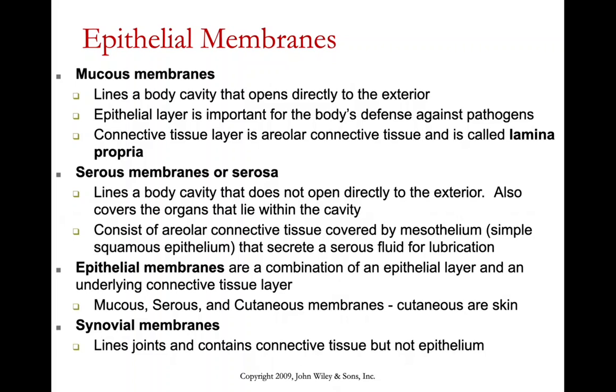Epithelial membranes are a combination of an epithelial layer and an underlying connective tissue. These would be things like mucous, serous, and cutaneous membranes. The synovial joints are going to have their own sets of membranes. These are going to line joints and contain connective tissue, but not epithelium.